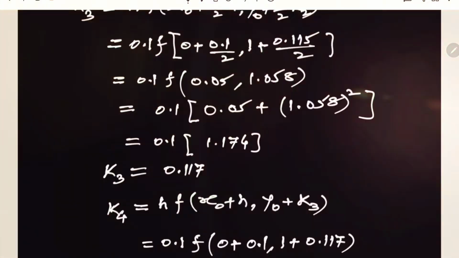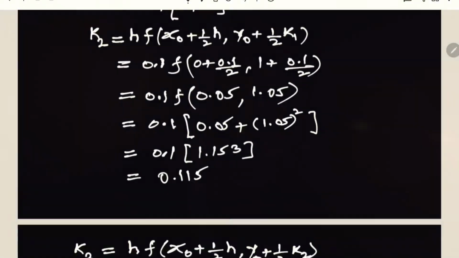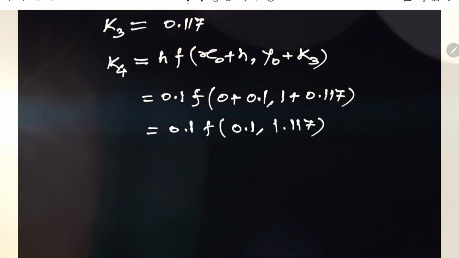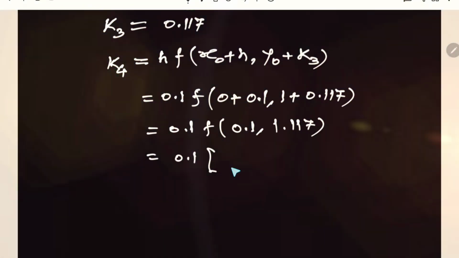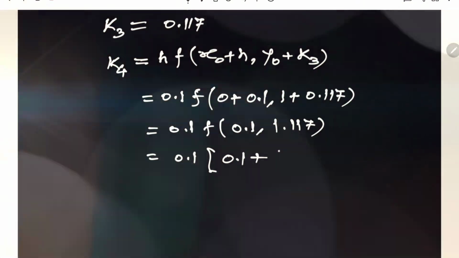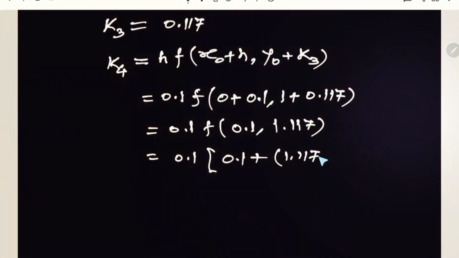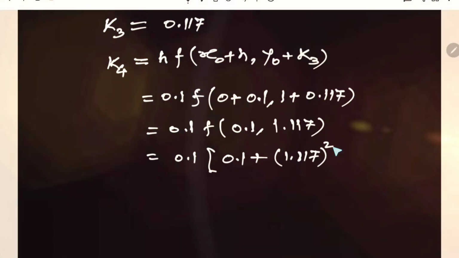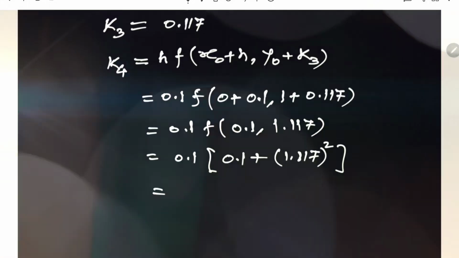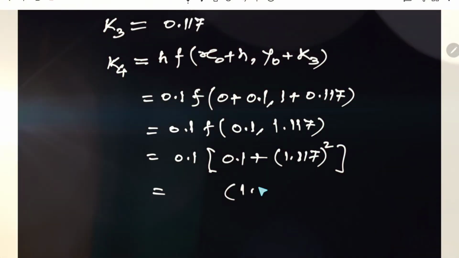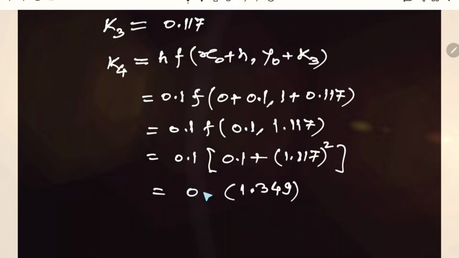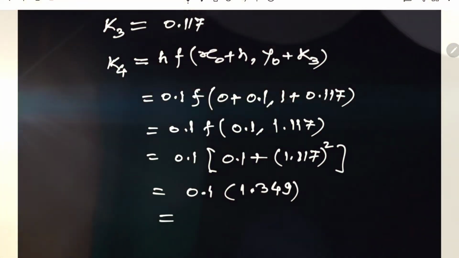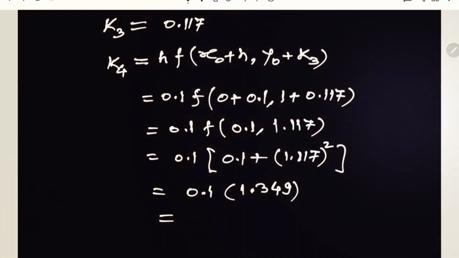And then finding the value by the given differential equation, the first term 0.1 as it is, no change, and f of x y is x plus y square, means 0.1 plus 1.117 whole square. And then simplifying it by calculator, we get that value as 1.349, into 0.1, we get that value as 0.135.